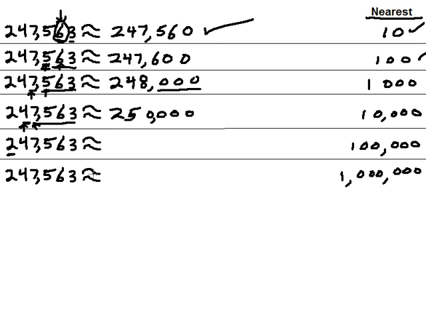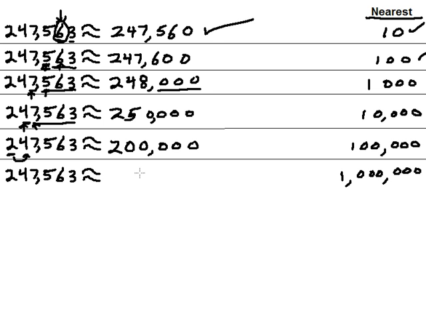Let's look at the 100,000s place. Well, the digit to the right of that is less than 5, so we leave the digit in the 100,000s place alone. And all the digits to the right of the 100,000s place become 0. So 247,563 is closer to 200,000 than it is to 300,000.